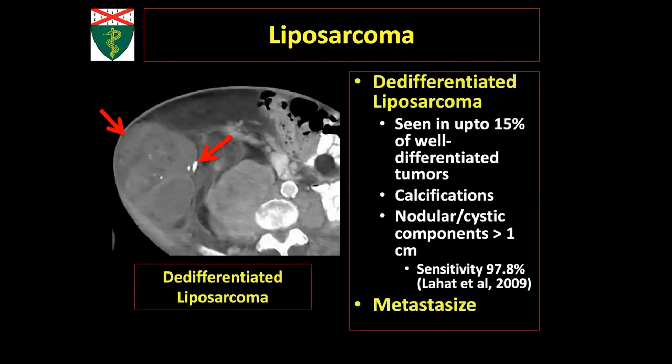This is opposed to dedifferentiated liposarcoma. Now, this can occur de novo, but can also occur in up to 15% of well-differentiated tumors over the course of about 7 to 10 years. A well-differentiated tumor could potentially become dedifferentiated in up to 15% of patients. And as you can imagine, these just look more complex. They will contain some fatty components, as you can see over here. They're going to have much more soft tissue. They're going to have some calcifications. They're going to have nodular components that are greater than a centimeter in size. Why does dedifferentiation matter? Because these tumors can metastasize. So well-differentiated tumors won't, but dedifferentiated tumors can.